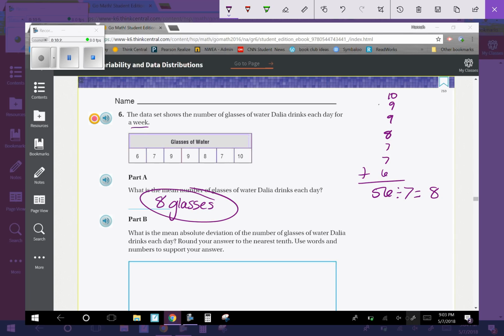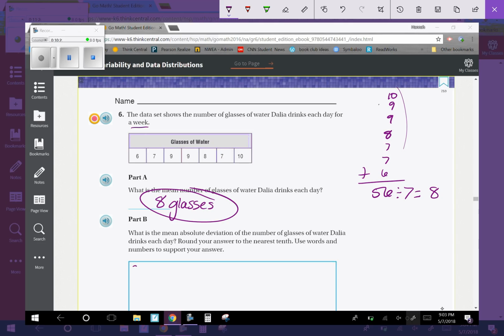Part B, I'm not going to scroll down, I'm just going to write and talk here. So it says, what is the mean absolute deviation of the number of glasses of water Dahlia drinks each day? Round your answer to the nearest tenth. Use words and numbers to support your answer. Okay, so if we do the mean absolute deviation, that's the distance away from the mean. If my mean is 8, I'm going to take all these distances and find the difference between that and 8.